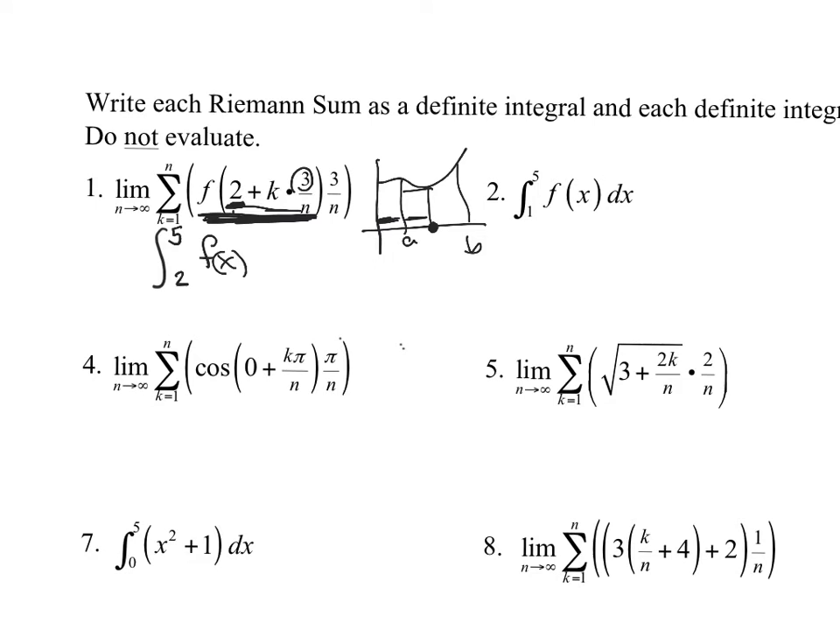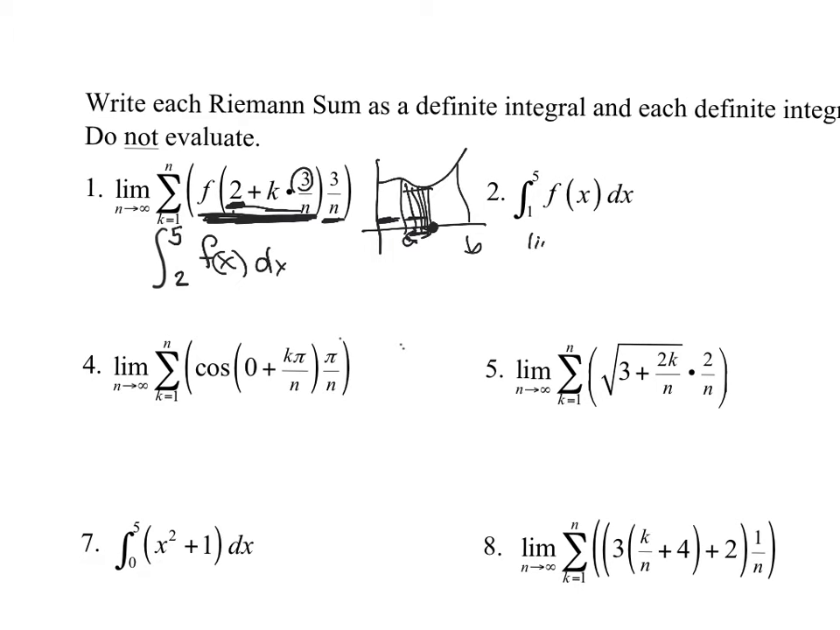And the 3 over n is represented, what's the width in an integral? What looks like is missing from that integral right now? Dx. Dx is the infinitely thin width of each of my rectangles. Like once I cut it up like this, that little distance is going to be my infinitesimally thin width, right? Dx. That's it.